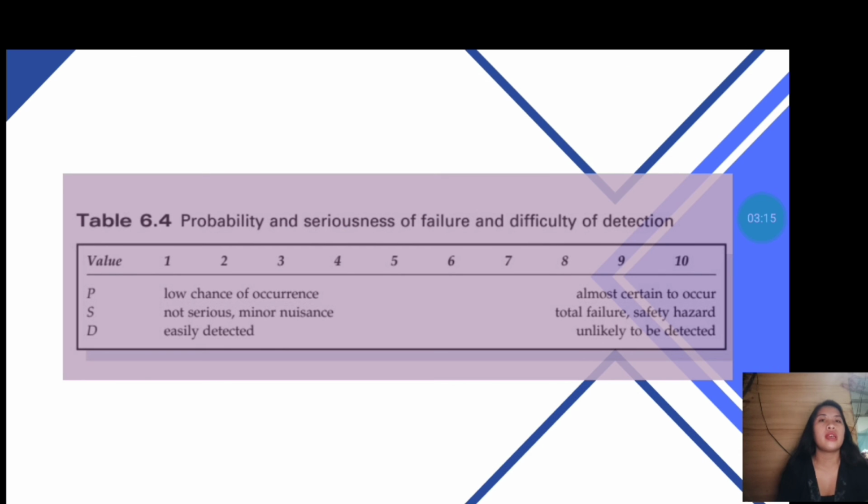So this is Table 6.4, probability and seriousness of failure and difficulty of detection, with values 1 to 10.